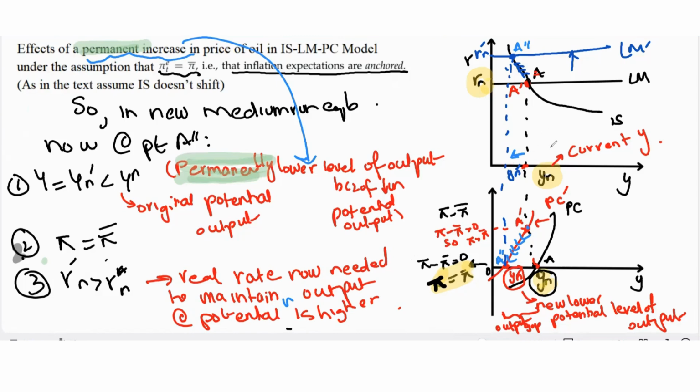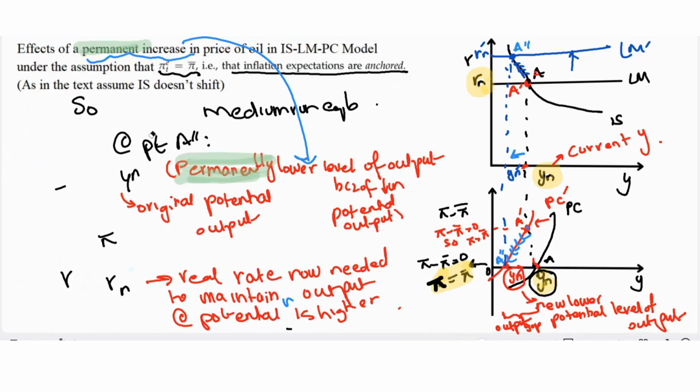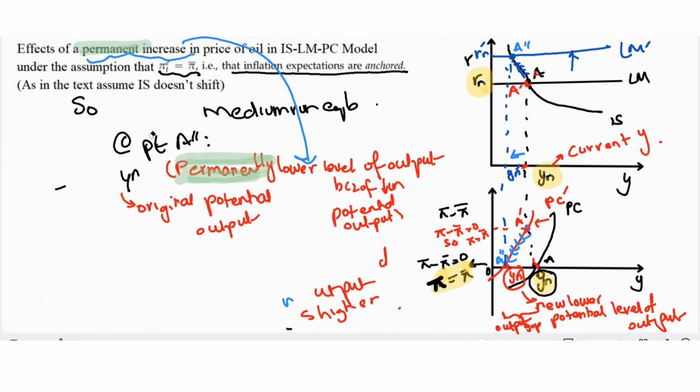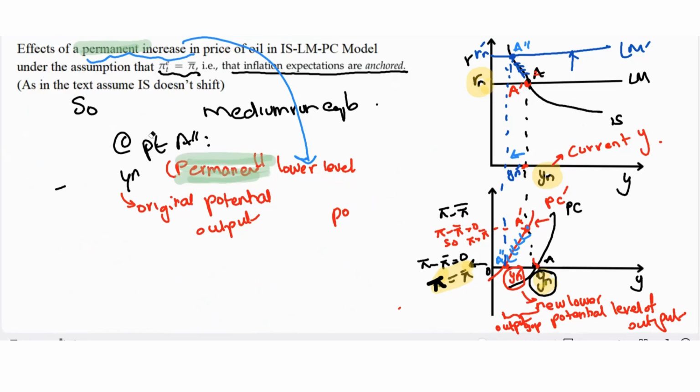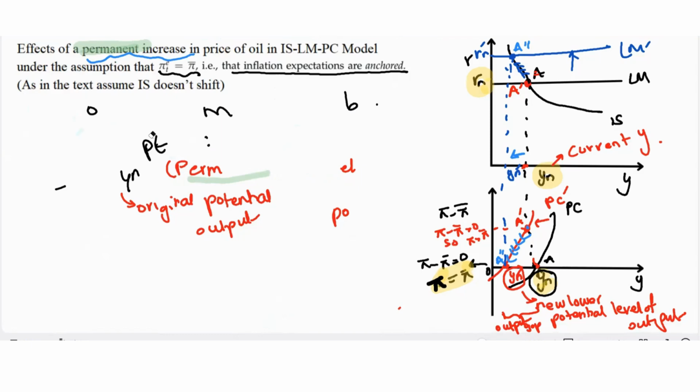Because the way we went from the short run equilibrium A prime to the medium run equilibrium A double prime was through this increase in R, which helps to reduce investment demand, which causes output to go down, moving up the IS curve. This decrease in output to the new lower potential level of output helps to reduce inflation back to target, which is a movement down the PC, as we can see over here.